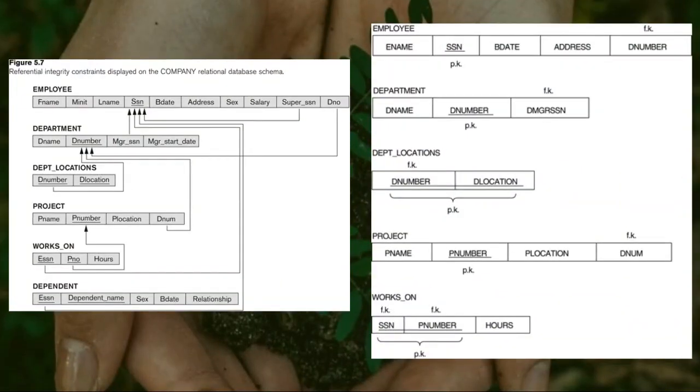This is the example that we have been discussing throughout the lectures, the company database diagram, and this is the relational mapping, a database schema of the company database. And in the second image, what you can see is a simplified version of that schema.